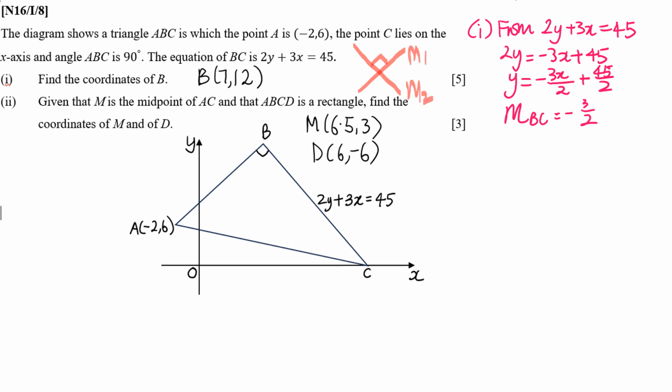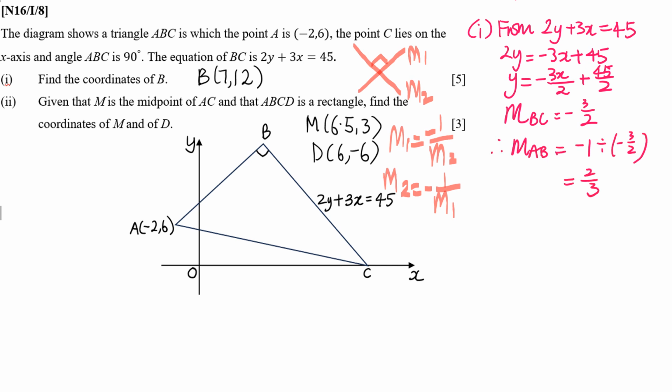When two lines are perpendicular to each other, the gradient of M1 is negative 1 divided by the gradient of M2, or the gradient of M2 is negative 1 divided by the gradient of M1. So in this case, I'm able to find the gradient of AB, which is just negative 1 divided by the gradient of BC.